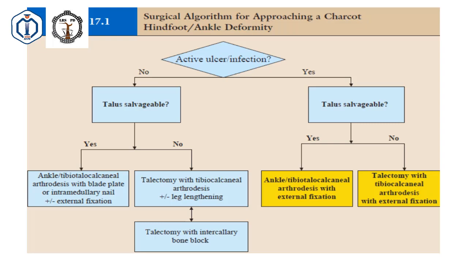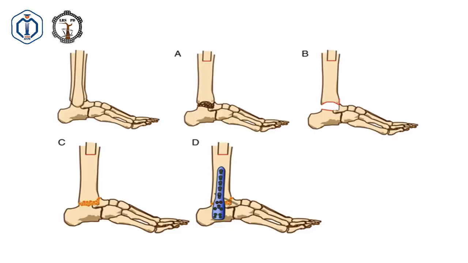If there is an infection, and the talus is eligible, then ankle tibiotalocalcaneal arthrodesis with external fixation, and if not, that means talectomy with tibiocalcaneal arthrodesis with external fixation.